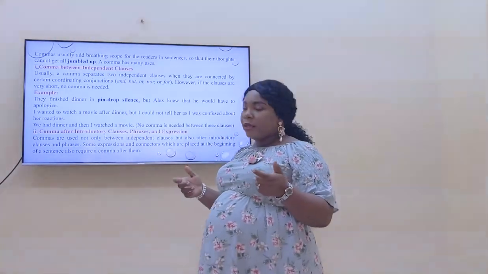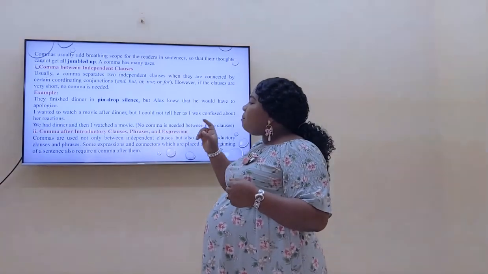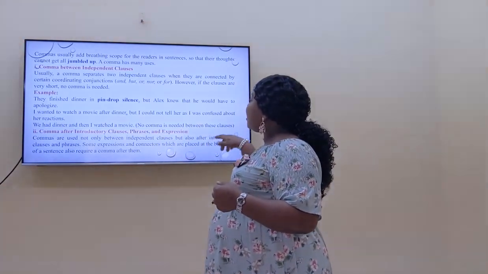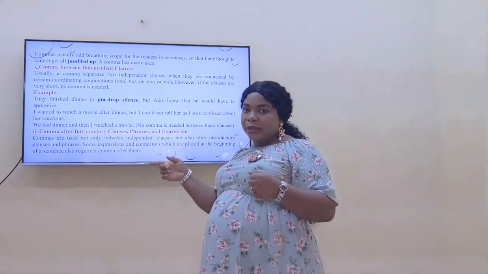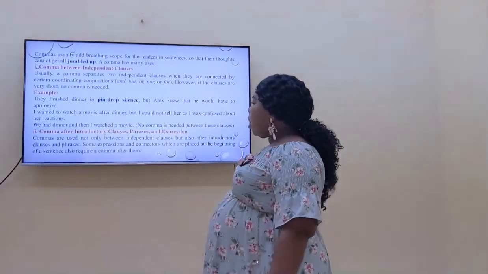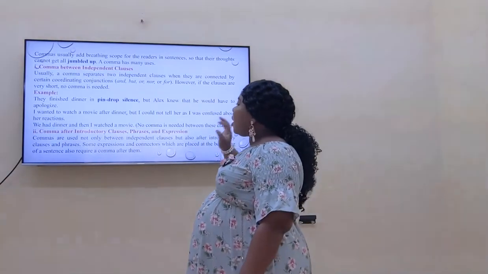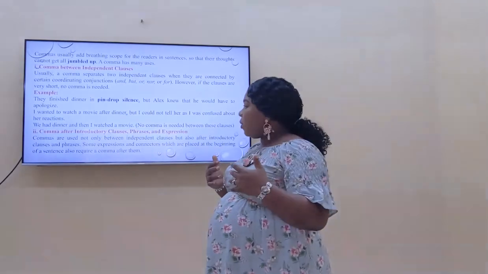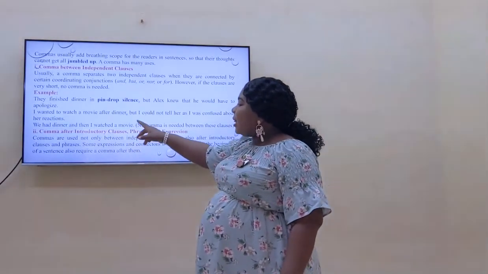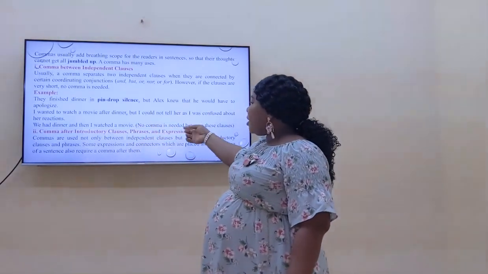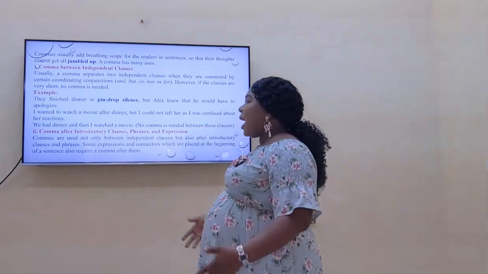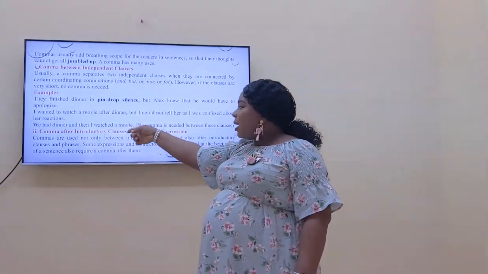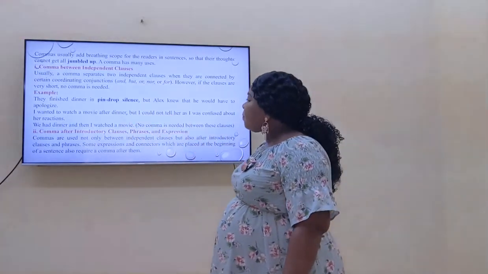I wanted to watch a movie after dinner, but I could not tell her as I was confused about her reactions. So imagine you reading that without a comma. I wanted to watch a movie after dinner but I could not tell her as I was, you're going to run out of your breath. Okay, we had dinner and then I watched a movie. In this sentence, no comma is needed between these clauses. We had dinner and, because you have a connecting word, and then I watched a movie.